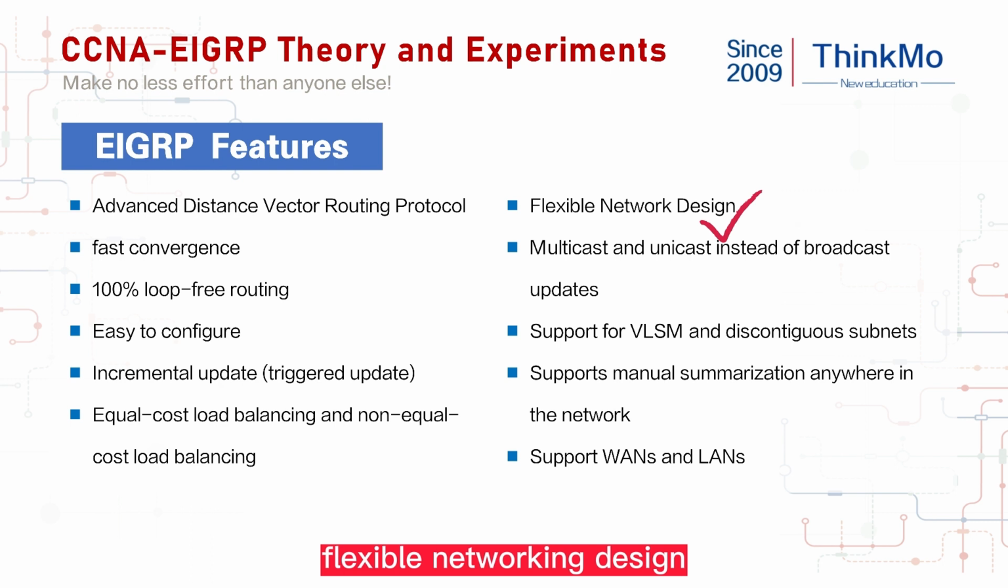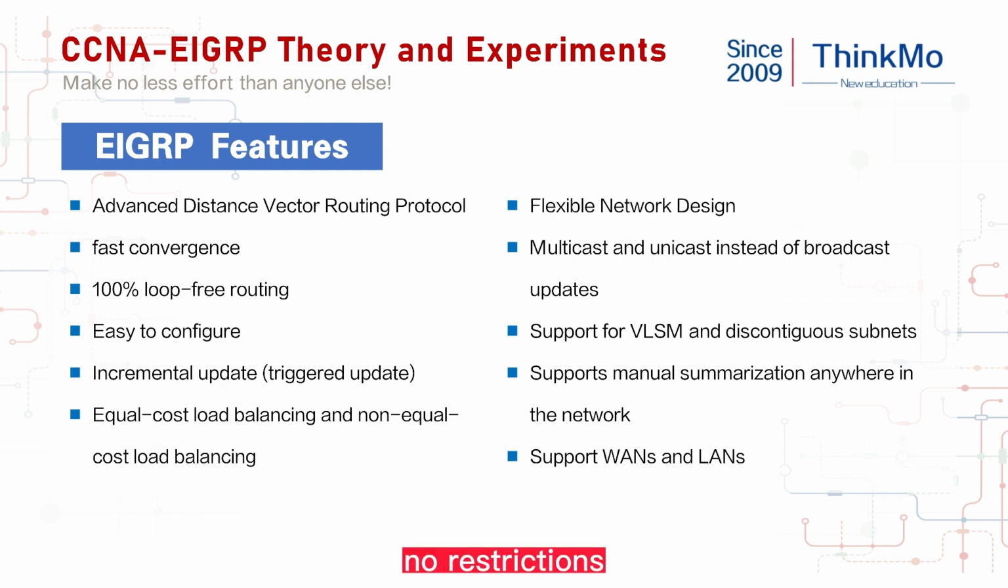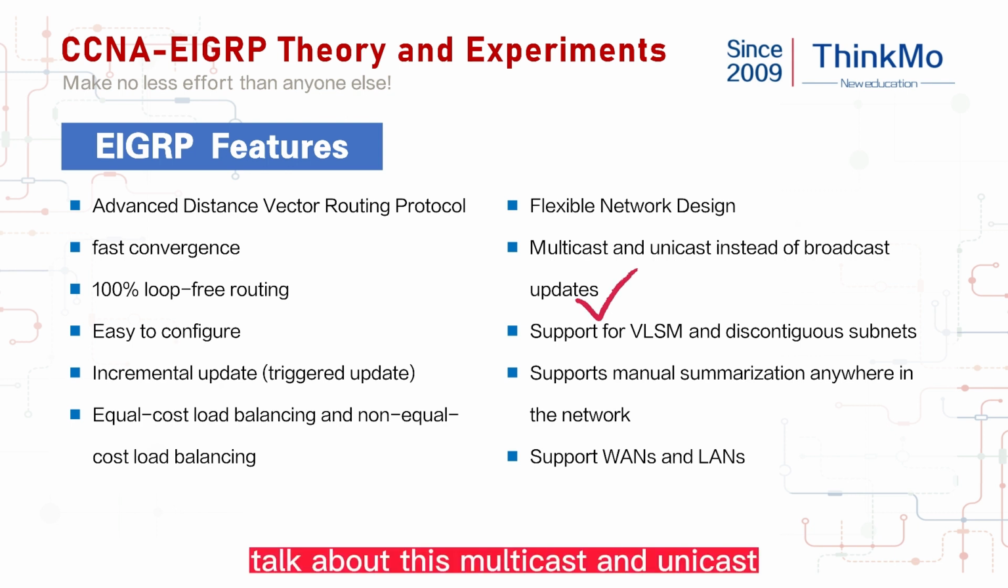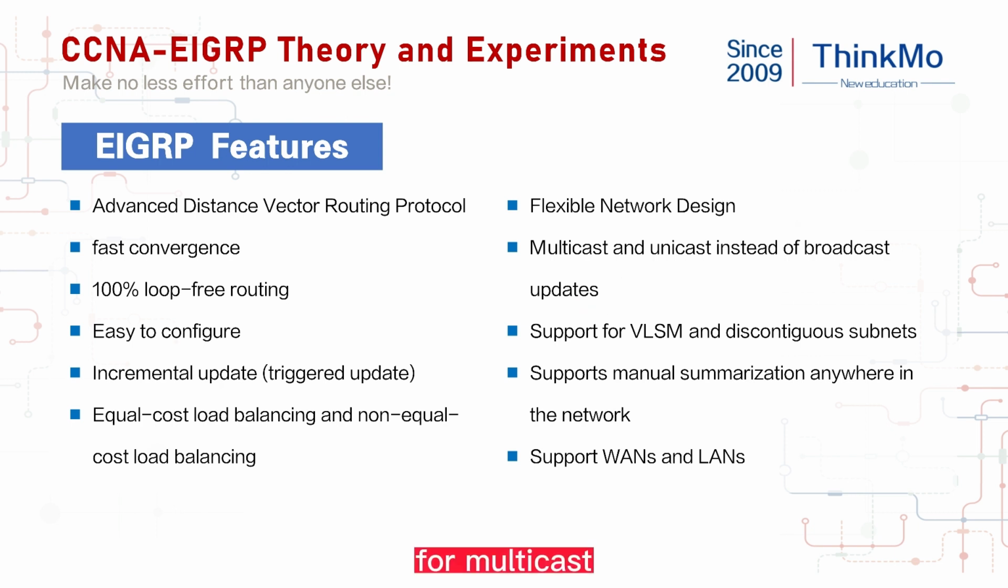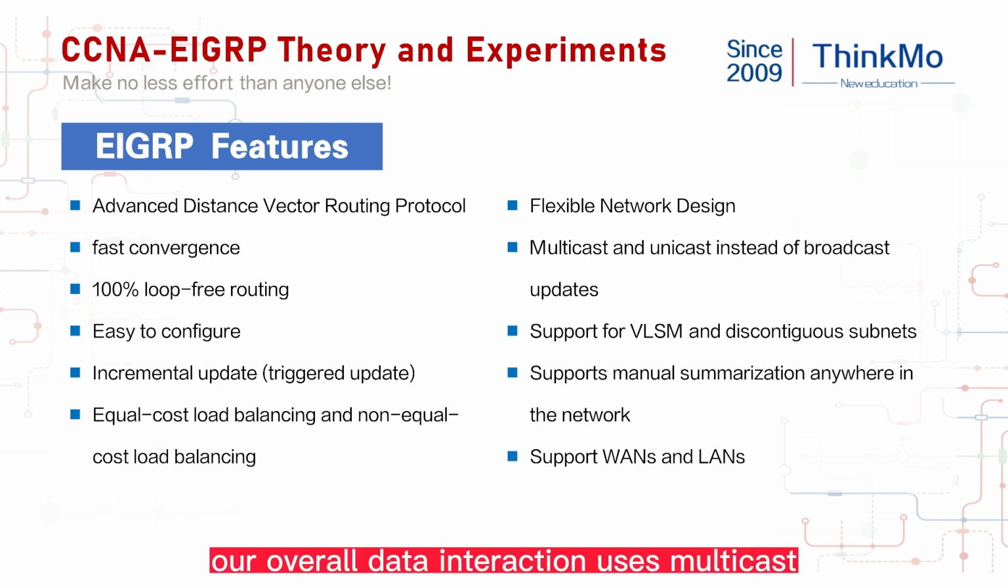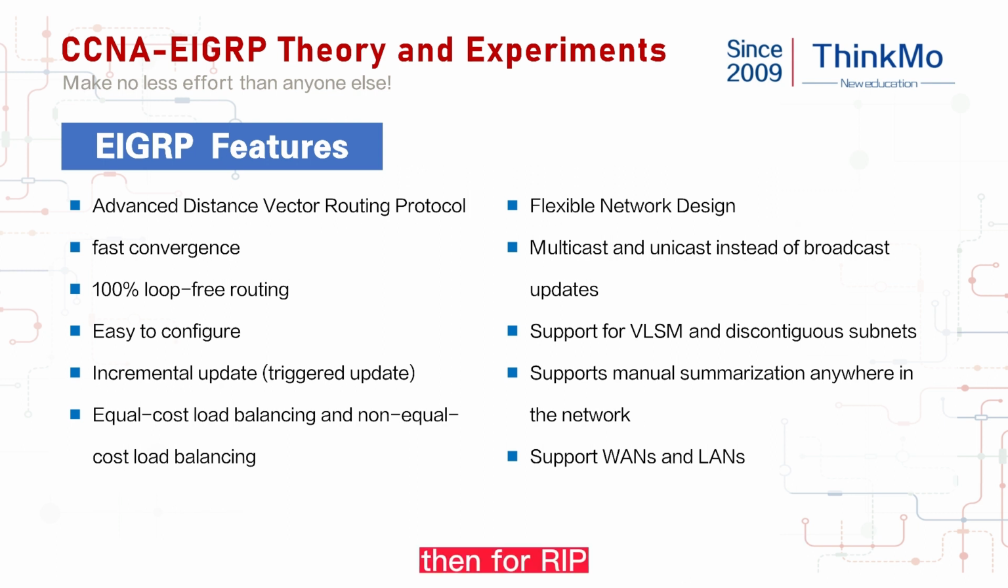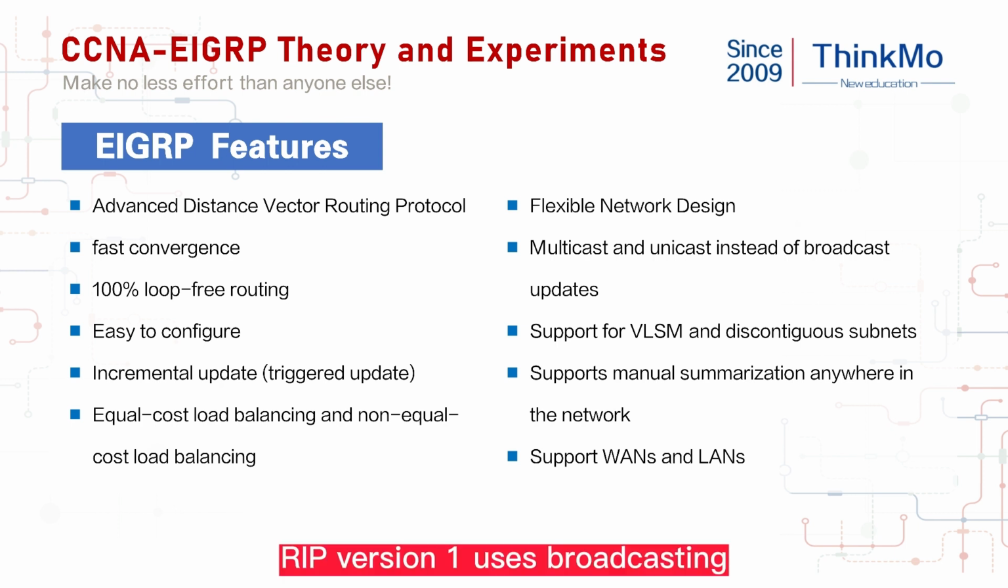Flexible networking design: it is triggered update, and it has no restrictions for network equipment, not like RIP. Finally, let's talk about multicast and unicast. For multicast, first of all, EIGRP uses multicast for our overall data interaction. Then for RIP, RIP version 1 uses broadcasting.